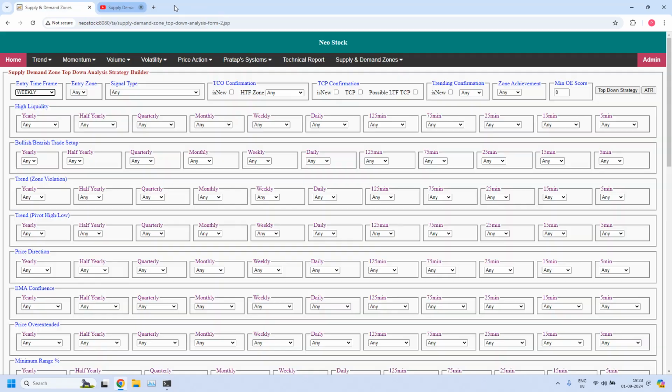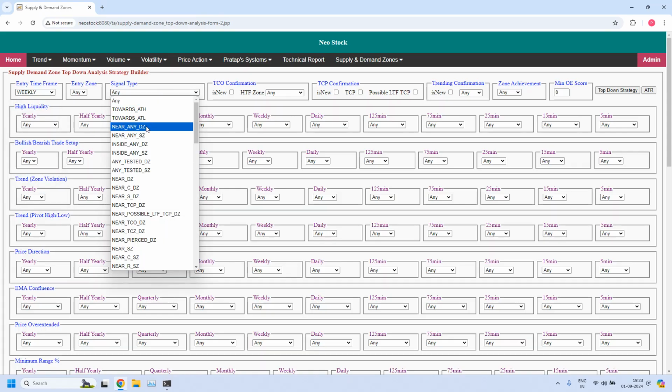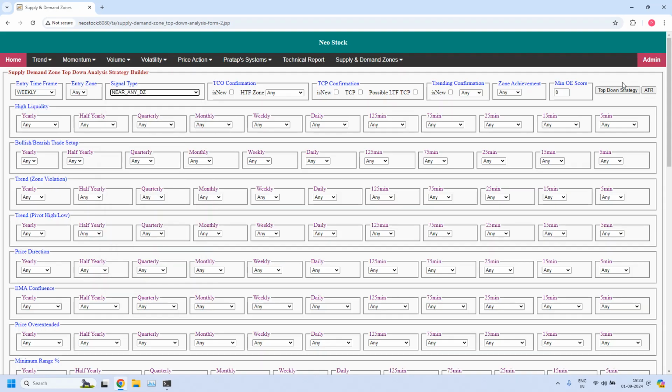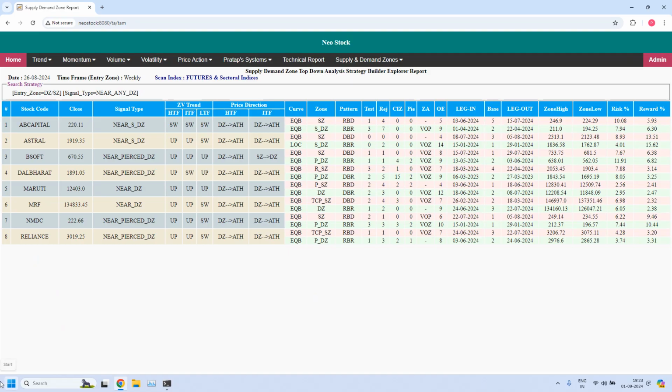Okay, now let's get into the report generation, different weekly reports. First report I'm going to generate for weekly time frame. Let us find the stocks where price closed near to the weekly demand zone. 8 stocks are filtered.